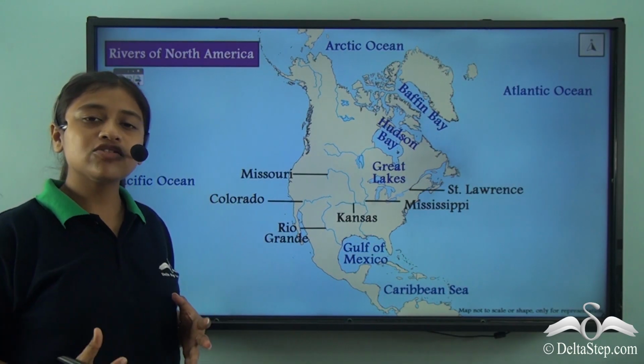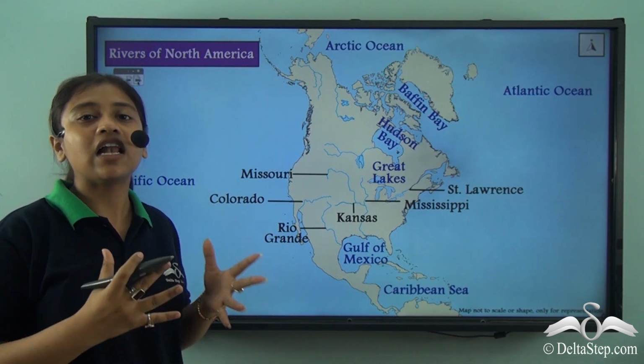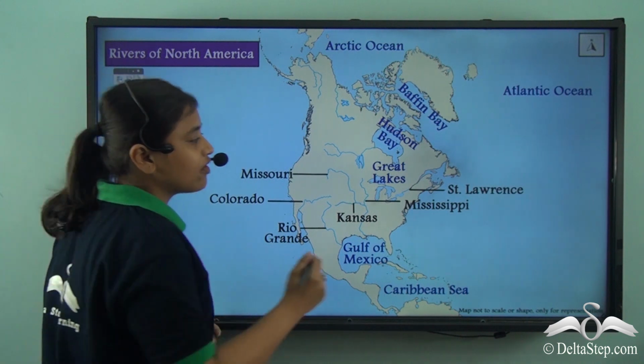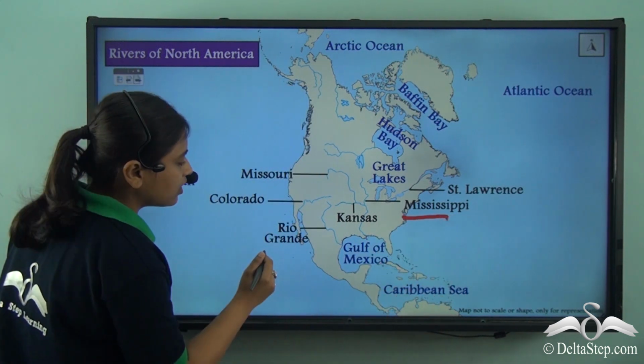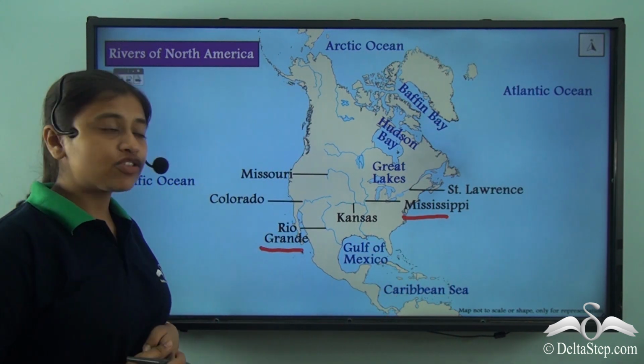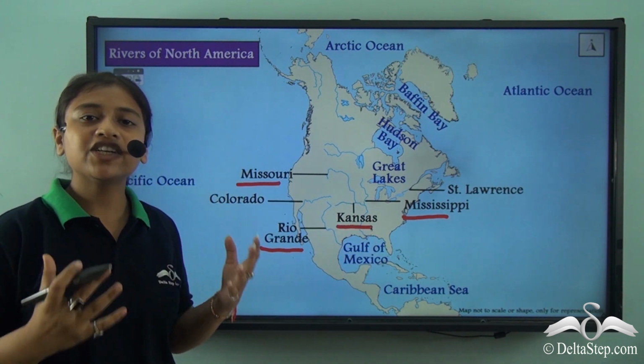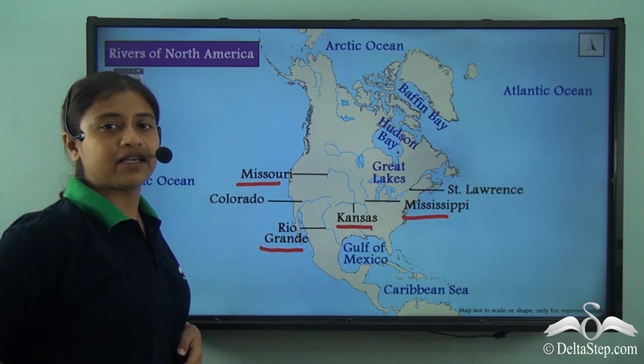Now, we also have some rivers flowing into the Gulf of Mexico in the southern part of the continent, including River Mississippi and River Rio Grande. We also have River Missouri and Kansas that are major tributaries of River Mississippi.